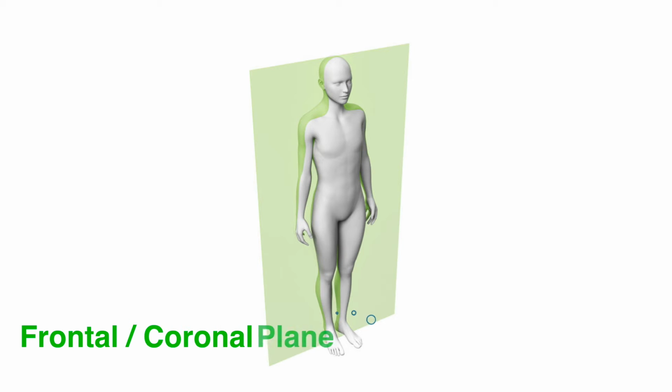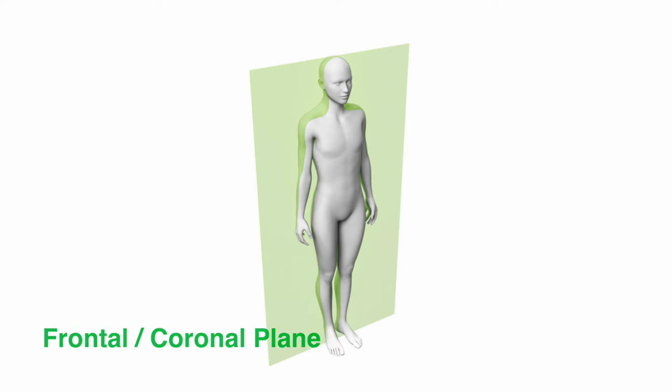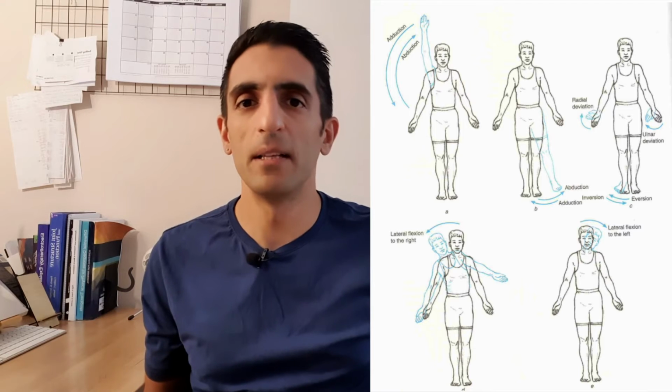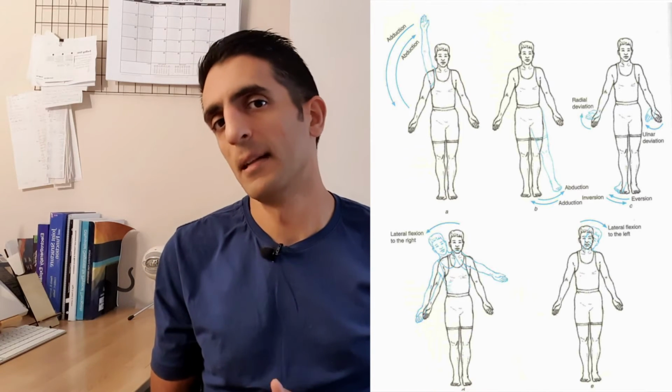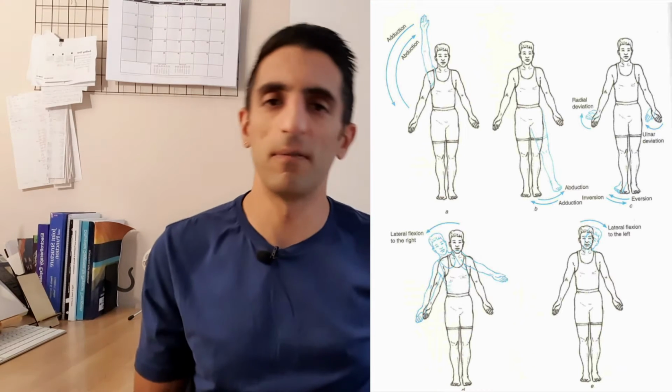The second plane in the body is called the frontal plane, which passes through the frontal suture in our skull and divides our body into front and back, or ventral and dorsal, or anterior and posterior. Which movements are in this plane? Abduction, adduction, radial deviation or ulnar deviation, neck lateral flexions, and trunk lateral flexions.